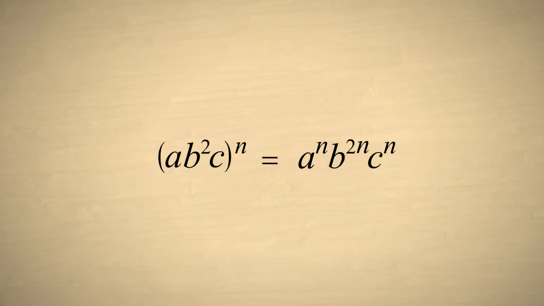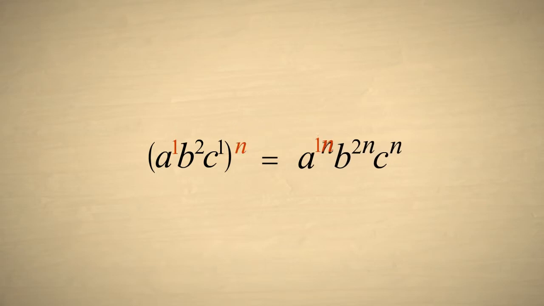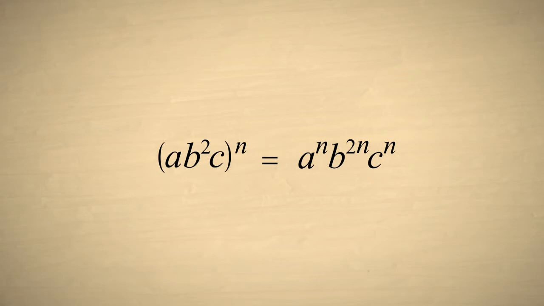The rule for raising a product of terms to a power can be stated in a simple way. If we think of the terms without exponents as actually having an exponent of 1, we can just say that the exponent of each term in the expression is multiplied by the power to which the entire expression is raised. Notice that the terms which originally had no exponents end up with an exponent of n.